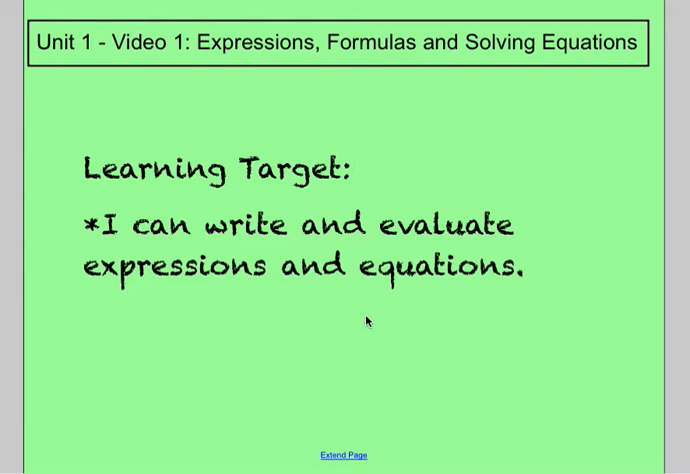So today we're going to do Unit 1, Video 1, which is expressions, formulas, and solving equations. Your learning target is that after this video and worksheet or practice sheet, you can write and evaluate expressions and equations.